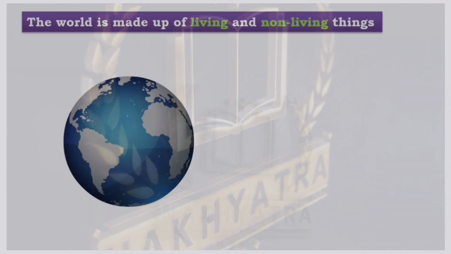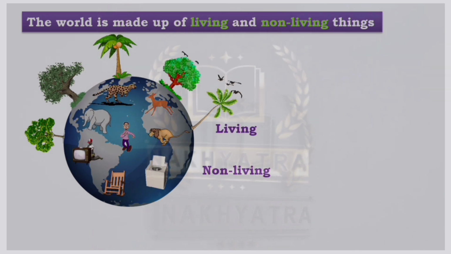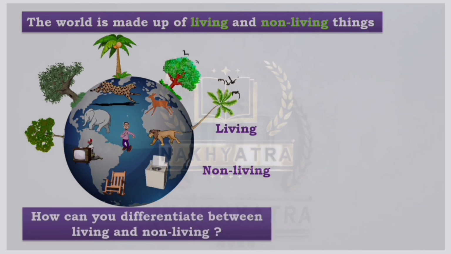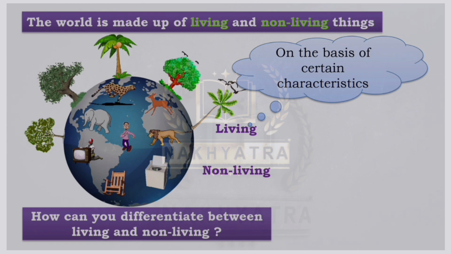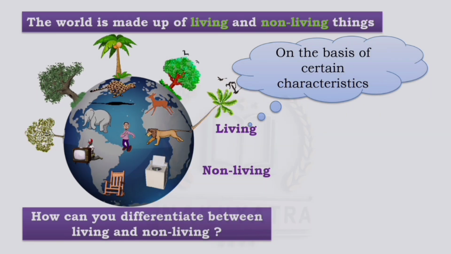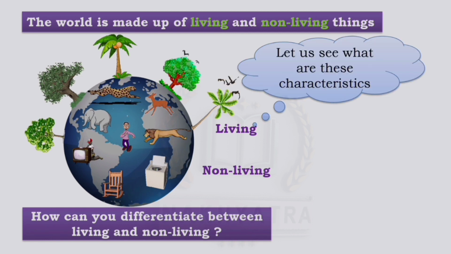The world is made up of living and non-living things. So guys, now how can you differentiate between living and non-living? We can differentiate between living and non-living on the basis of certain characteristics. Now let us see what are these characteristics.